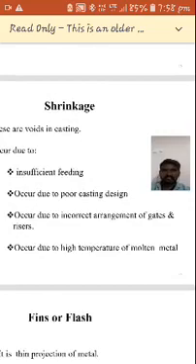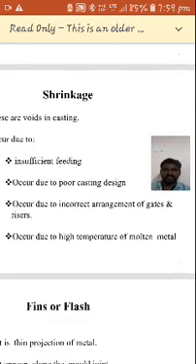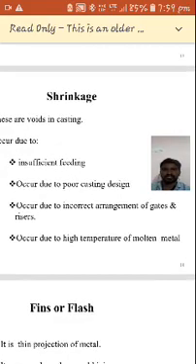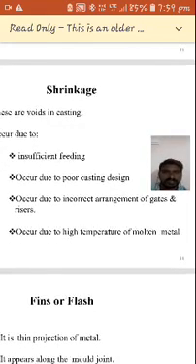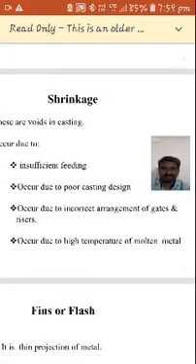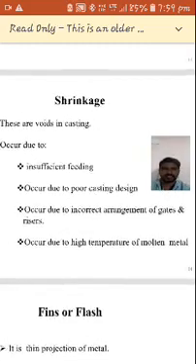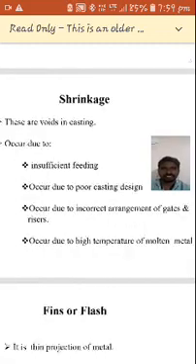It occurs due to incorrect arrangement of gates and risers. It also occurs due to high temperature of the molten metal. Here the molten metal temperature is very high, so we can also get shrinkage. It means rapid cooling. If this happens, the casting will automatically shrink. So that is about the shrinkage allowances.